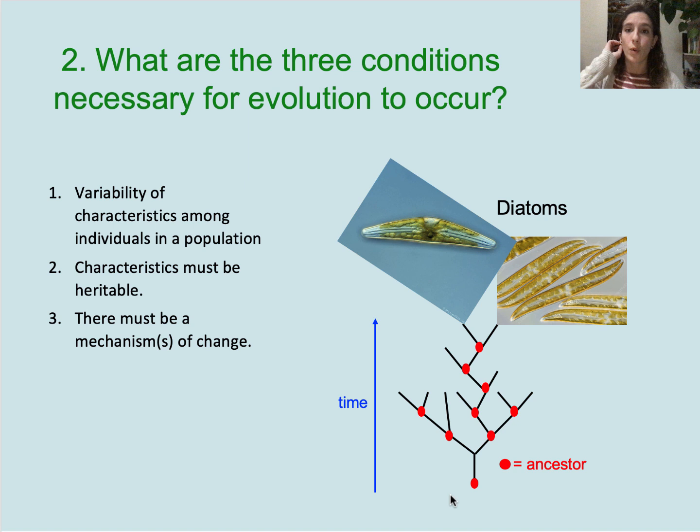Next one is these characters must be heritable. In other words, they must be able to be passed on from generation to generation. And then there also must be something driving change in order for evolution to occur. There must be a mechanism of change.